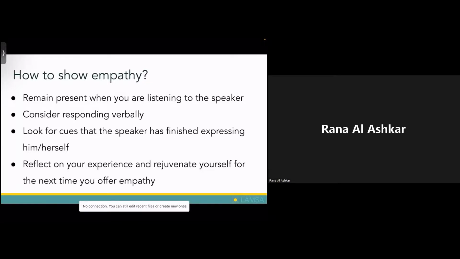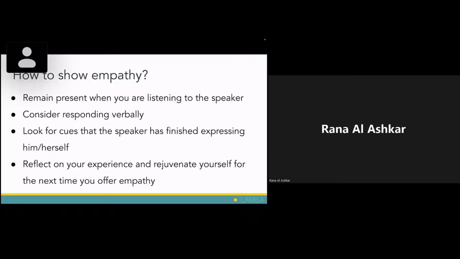Okay, so you have to consider responding verbally. So basically, not responding with nodding your head or clapping, etc. Because when you respond verbally to someone, they know that you've been listening and you understood what they were saying. And also, you can help yourself to understand better. You have to look for cues in the speaker, every single thing said throughout the conversation with the patient, and you try to show empathy.